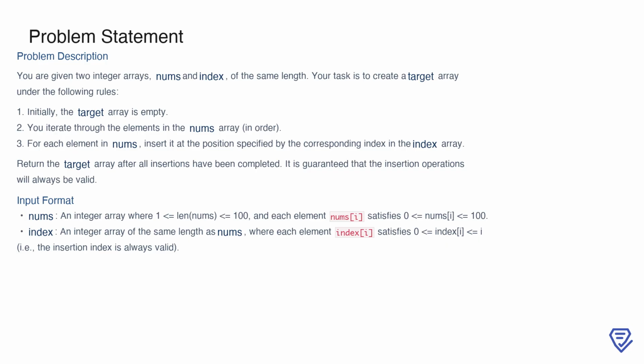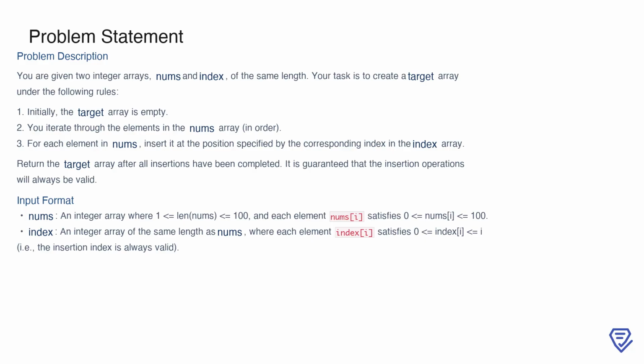and index. Both arrays are of the same length. The goal is to build the target array by inserting each element from the nums array into the position specified by the corresponding value in the index array. To begin, the target array starts out empty. Then, as we iterate through nums, we take each element and insert it at the position indicated by the corresponding value in index. The problem guarantees that all insertion operations will be valid, meaning no out-of-bounds errors will occur.